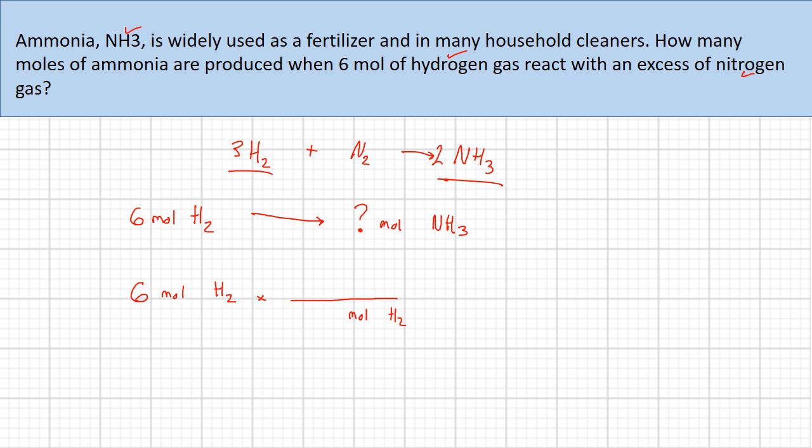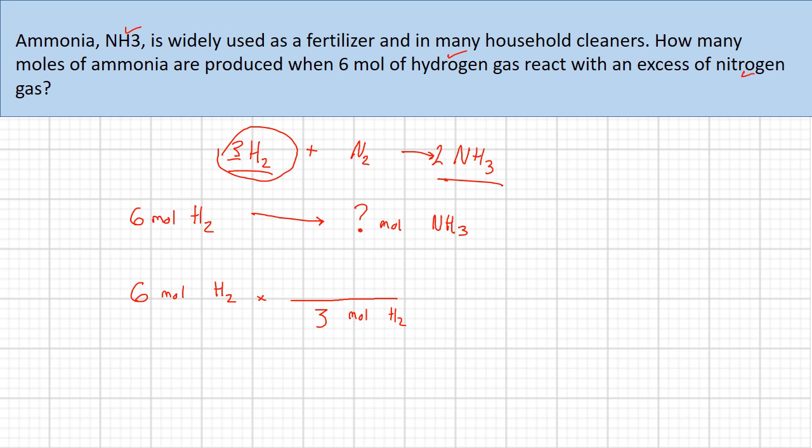So down here on the bottom, we're still working with hydrogen gas, and I look up here, and I find hydrogen gas in my equation, and it says there are 3 molecules of hydrogen gas. So I'm going to go ahead and put a 3 there. And then what we're trying to convert it to can go up top.